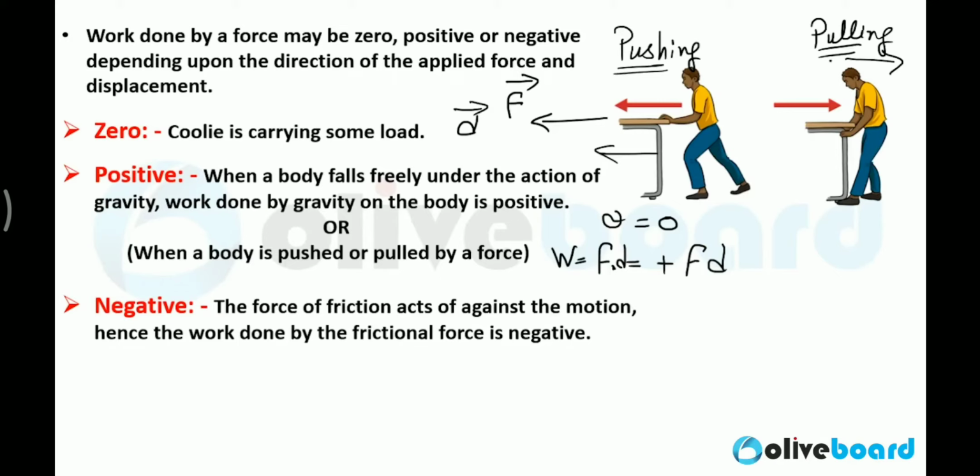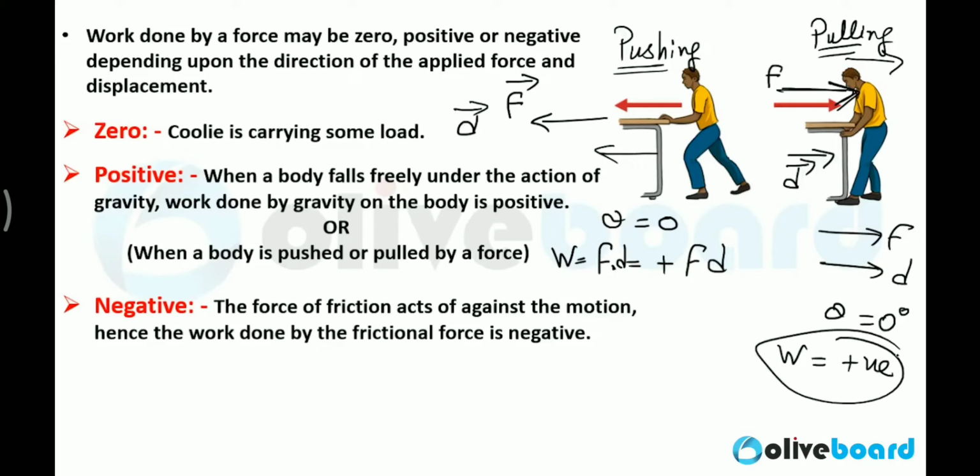Clear? So now he is pulling the table. He is applying the force on the table, pulling it towards himself. So what is the direction of force? Towards the man. And what is the direction of movement of the table? It is also towards the man. So what is the displacement direction? It is also towards the man. So force and displacement are again in the same direction, which means theta, the angle between force and displacement, is 0 degrees. So again you will get a positive amount of work done.